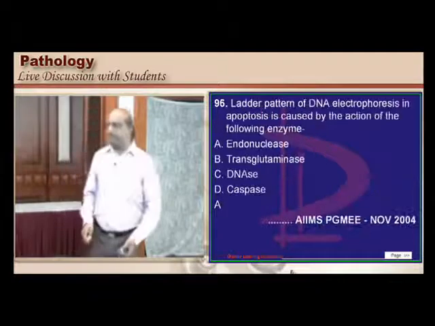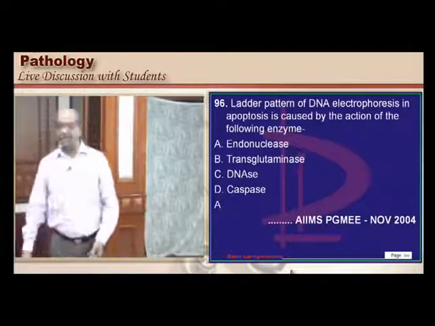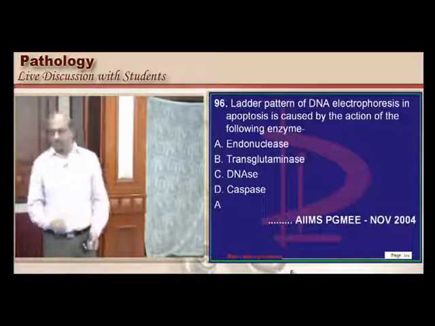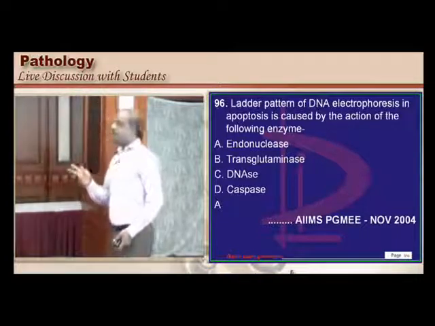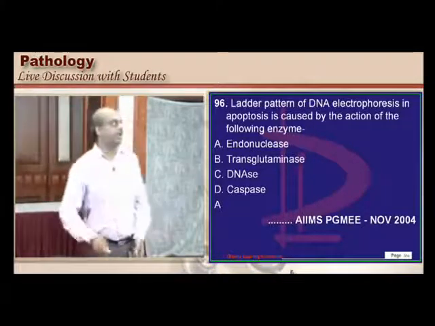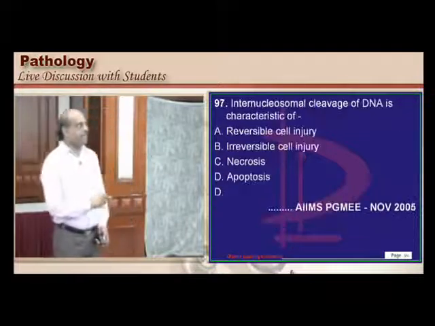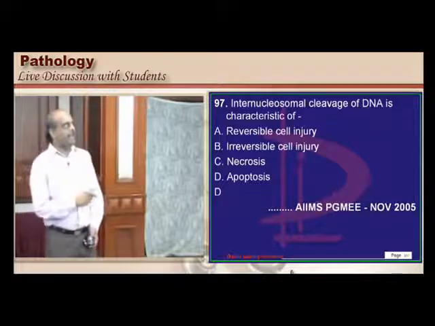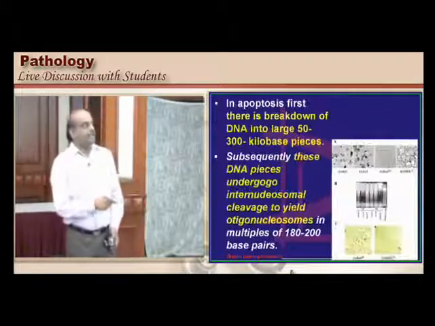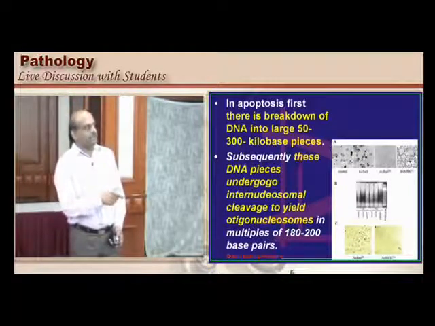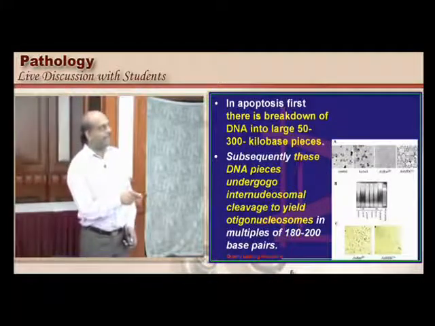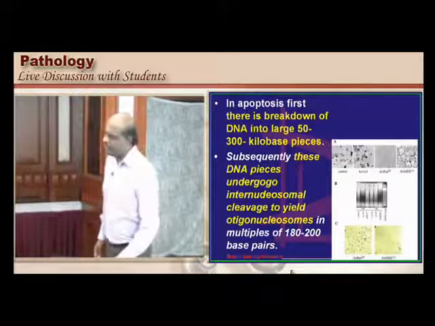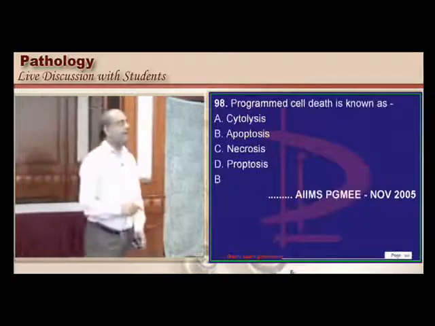Then once more, a November 2004 AIIMS question, which can be a potential question for the next state entrance: the ladder pattern of DNA on electrophoresis is basically because of endonuclease activity, which is responsible. That is the first step in apoptosis that you have to remember. And the classical hallmark of apoptosis is this internucleosomal cleavage of the DNA, which is very important. You can see in a real-time gel electrophoresis the typical step ladder pattern created by this internucleosomal cleavage, is what needs to be remembered. Programmed cell death is what we basically call apoptosis.